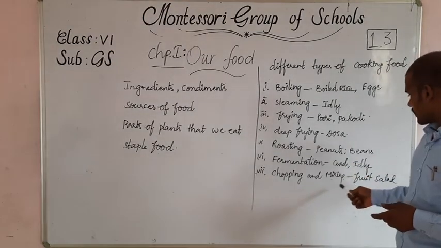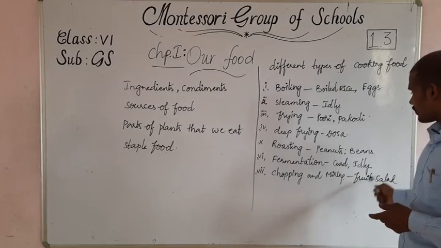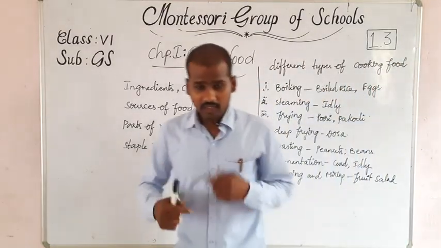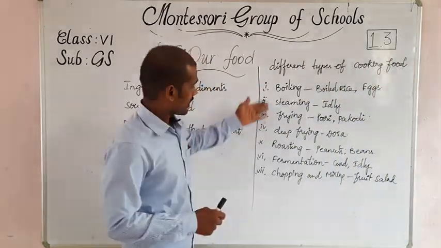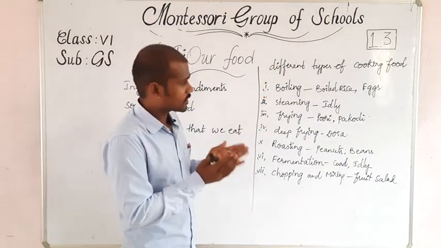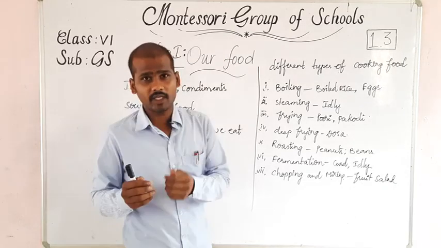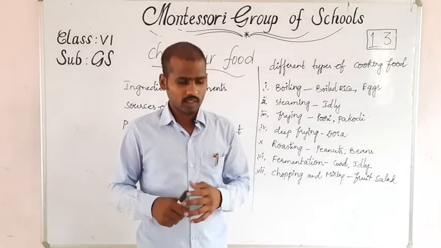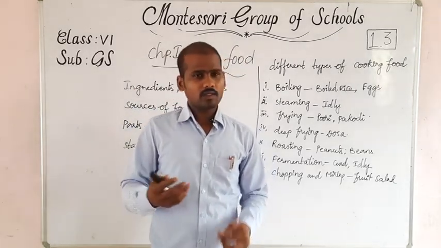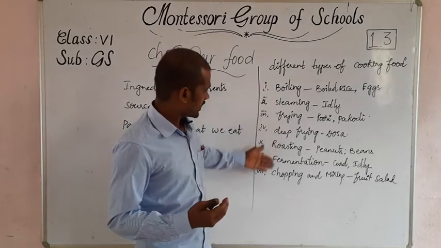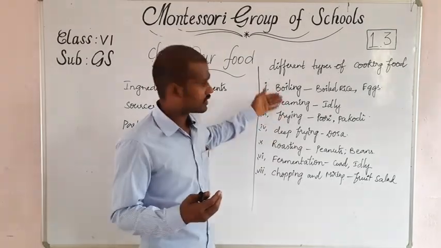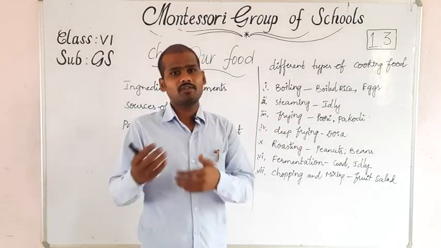Next, in the preparation of a food item like fruit salad, we use chopping and mixing. So these are the different types of food-making ways which we prefer in preparing different types of foods. In our homes also, our mother will use these different types of preparation ways to prepare different types of food.